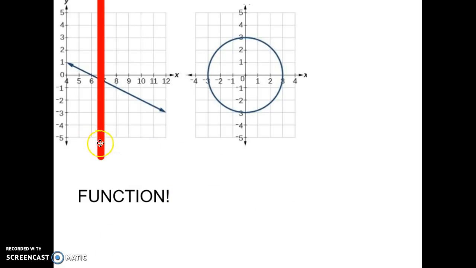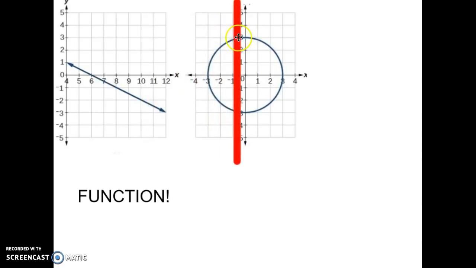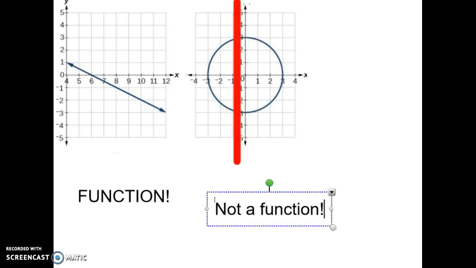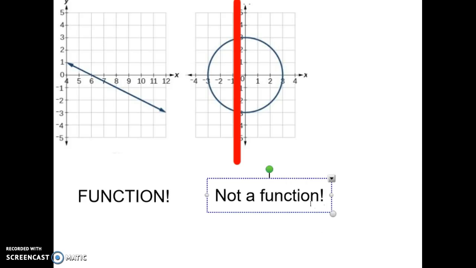Okay, so let's look at the circle. If I put this vertical line on the circle, you can see that it touches the circle in 2 spots, right here and right here. That means this is not a function because it doesn't pass the vertical line test. The vertical line test says the vertical line can only touch the graph in one spot. What this means is that one input on the circle has more than one output.